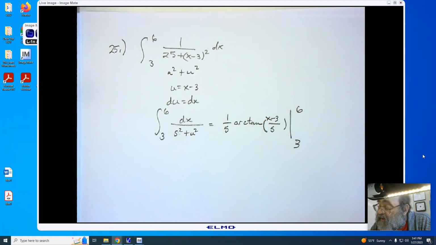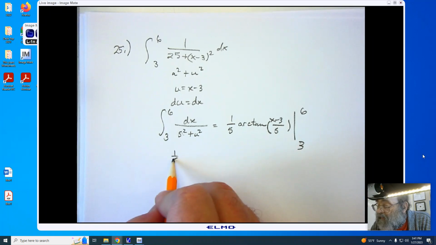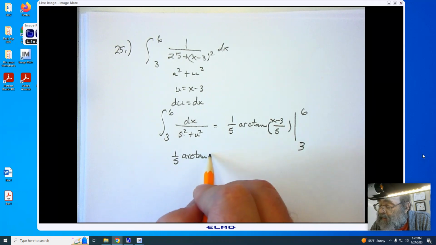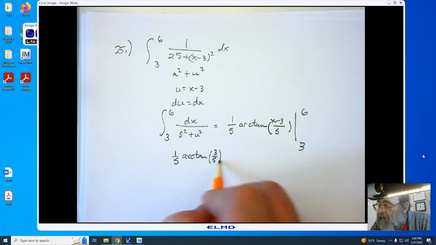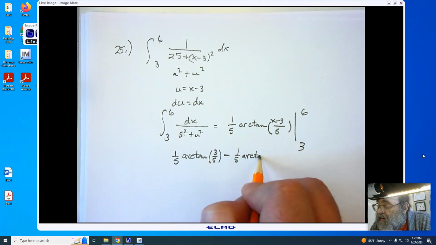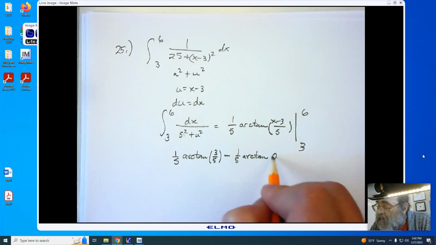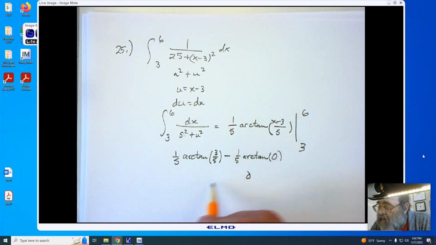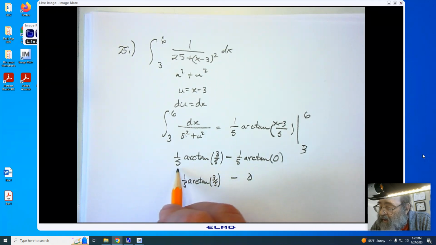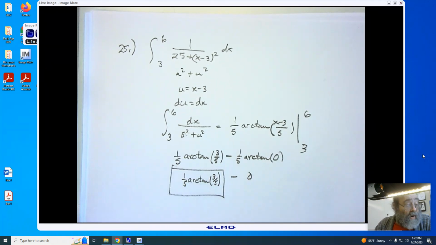We're going to start with the 6. We plug it in. We get 1/5 the arc tangent of 3/5 minus 1/5 the arc tangent of 0. And we know that the arc tangent of 0 is 0. So I'm left with 1/5 the arc tangent of 3/5. Now 3/5 is one of our non-standard values.